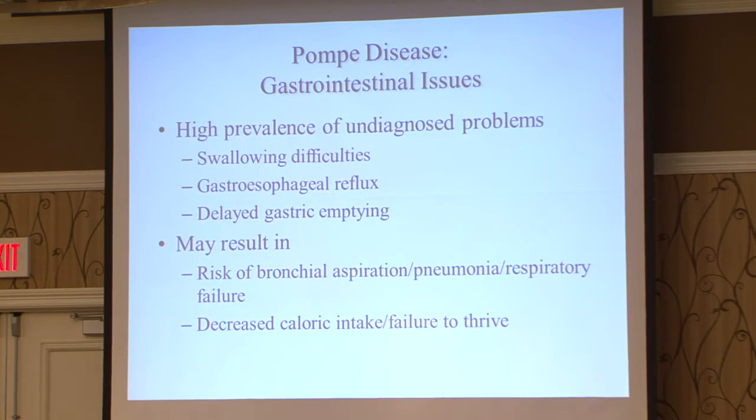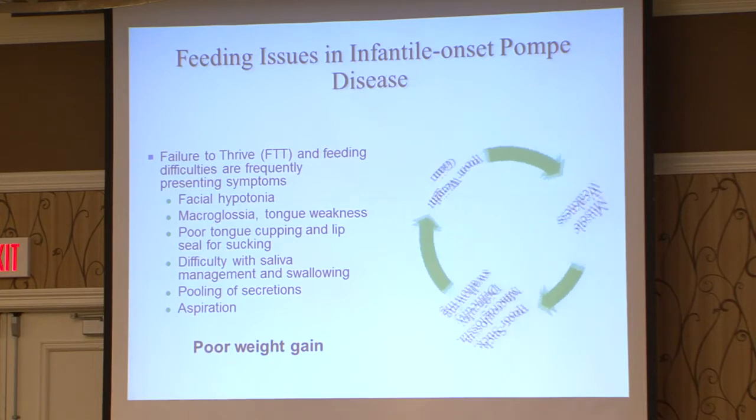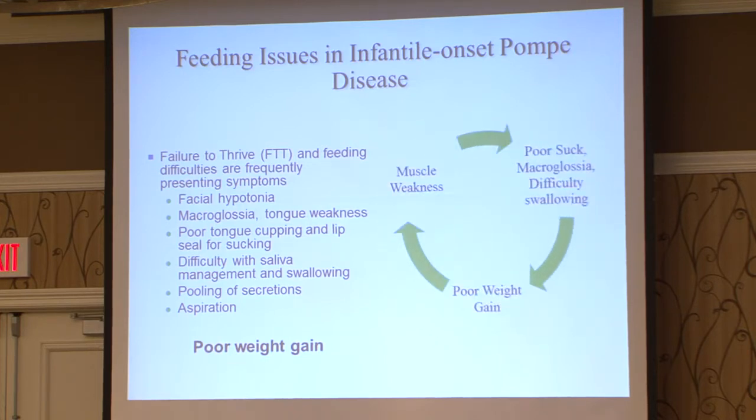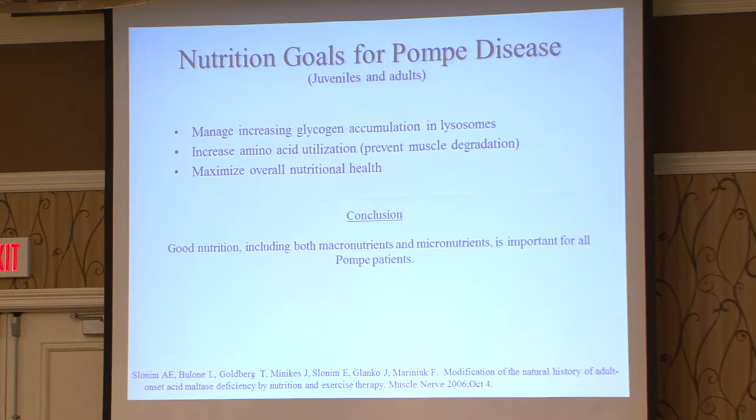I think as we focus on the musculoskeletal aspects of the disease, we often forget about gastrointestinal issues. There's a high prevalence of this in this population, and it can result in a risk for aspiration and also a decrease in caloric intake. So there is a big role for nutrition, and it becomes a vicious cycle in the infant for poor weight gain. If we can cut this by working with the occupational therapist, I think it's extremely helpful. This is also an issue in the adults, both weight loss as well as weight gain. So working with a dietitian with experience is very helpful. And once again, the whole idea is good nutrition, including both micro and macronutrients across the disease spectrum.